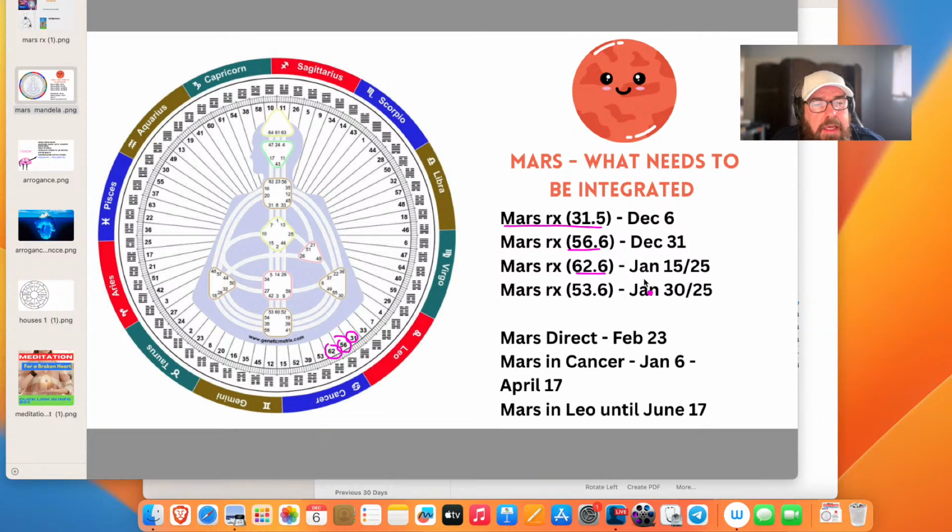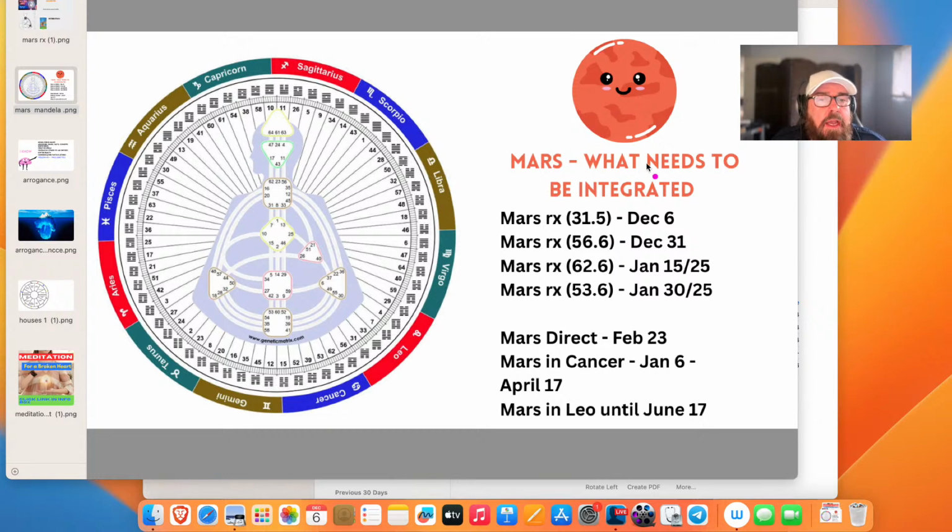So the 62.6, January 15th, it goes retrograde in that. And then it goes into the 53, January 30th. And then it makes its way back, right? Then it makes its way back. And it will go back through Leo. So Mars goes direct February 23rd. So it's quite a while retrograde, and it's quite a while in the sign of Leo too. So, Mars in Cancer from January 6th to April 17th, and then Mars goes into Leo until after April 17th, and then until June 17th. So it's going over these two archetypes. So of course it's grabbing our attention, isn't it?